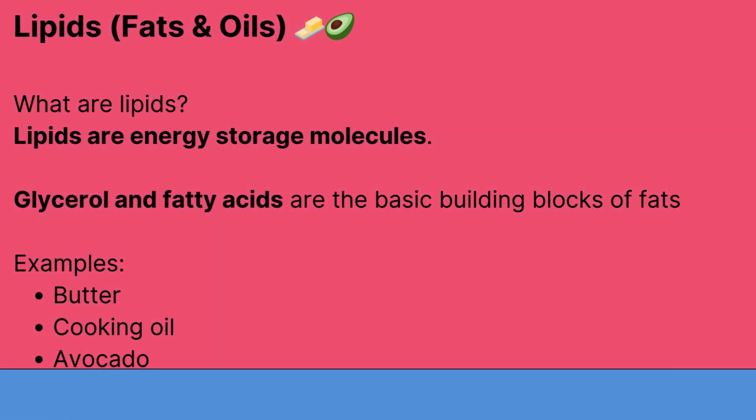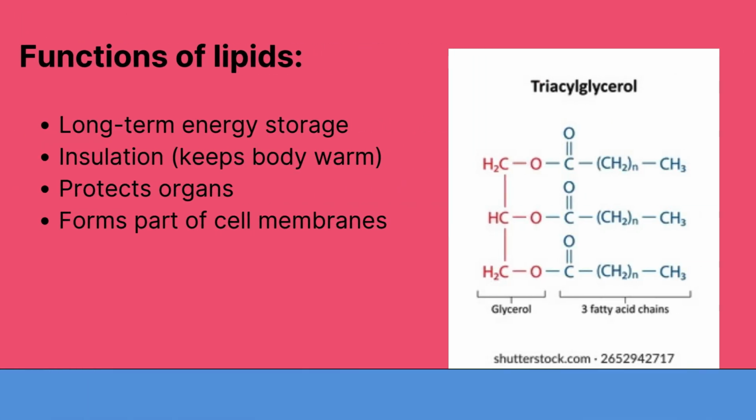And then we have lipids, which will be our fats or our oils, and they are a good energy storage molecule. So the building blocks for lipids will be glycerol and fatty acids. And an example of lipids would be your butter, your cooking oil, avocado, and nuts. Avocado is a very good source of fats. It's healthy fats, good for your brain. And the function of your lipids in your body, they help store energy.